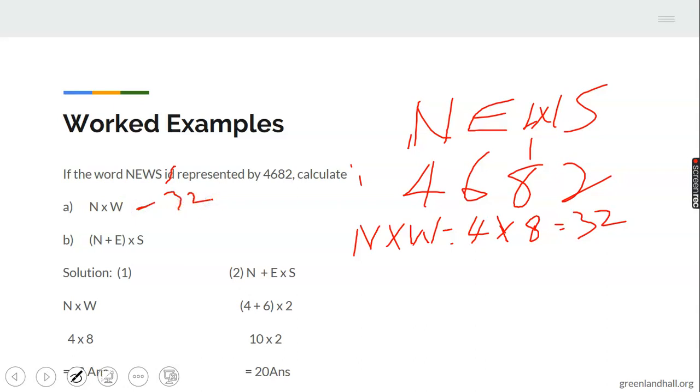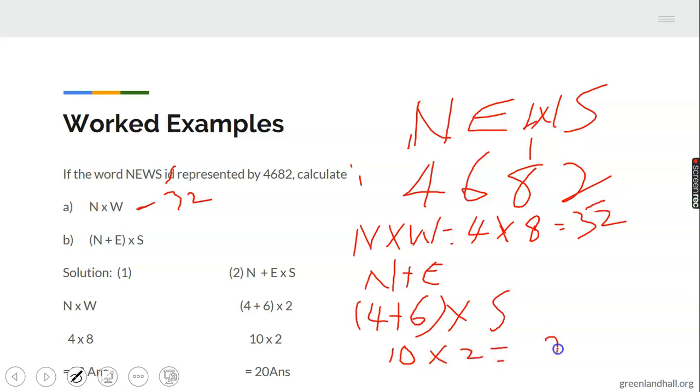Now let's go to N plus E, times S. N plus E will give you what? 4 plus 6 gives you 10. Then we have times S. S is 2. So 10 times 2 will give you 20. That's the answer. That's why we have the answer as 20. And the first answer is 32. So this is the working of the first solution and the second one.